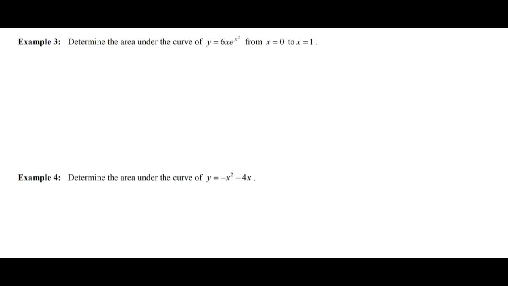All right, so let's do a couple of problems. Determine the area under the curve of y equals 6x e to the x squared. Did we do that one? Okay, good. So we've got its antiderivative, right? From x equals 0 to x equals 1.